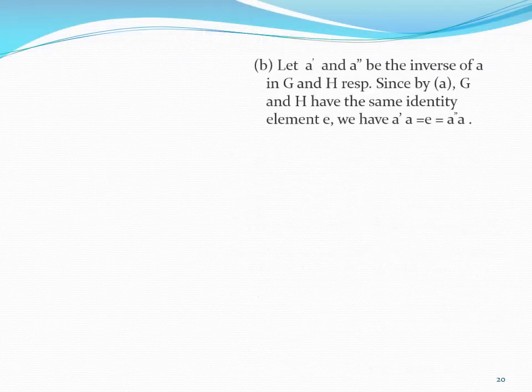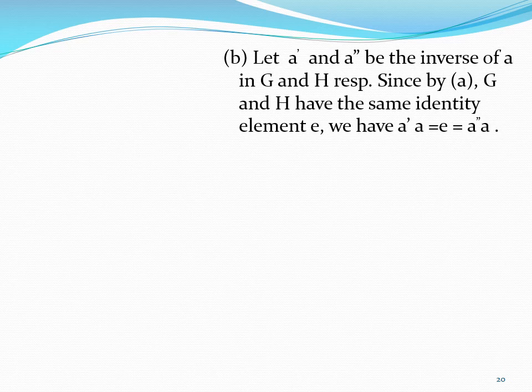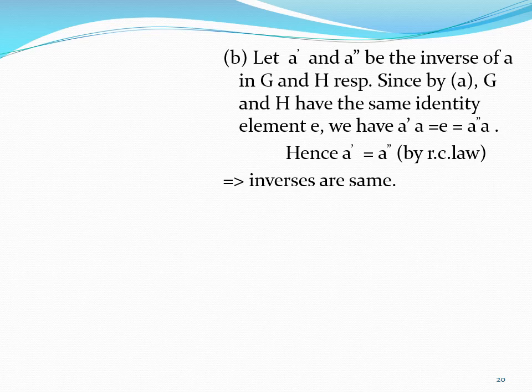Next, the proof of (b), that inverse elements are also the same. Let a' and a'' be the inverses of a in G and H respectively. Since by condition (a) G and H have the same identity element e, we have a'a equals e and a''a equals e. So a'a equals e, which equals a''a. It implies a' equals a'' by the right cancellation law. Hence inverses are also the same.